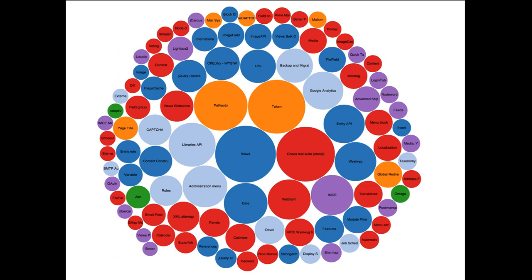So I created this diagram where the size represents the usage. We see there's big modules like views and path auto that are quite in the middle, and then the smaller ones are still pretty widely used, but they're something that we might not find on every single website. The colors here, the dark blue ones, are modules that are now in core.